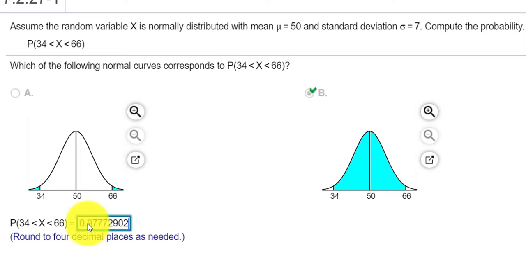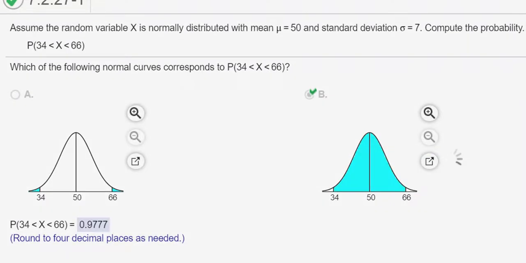Let's put that in there. And 1, 2, 3, 4 decimal places. Check answer. We're looking pretty good.